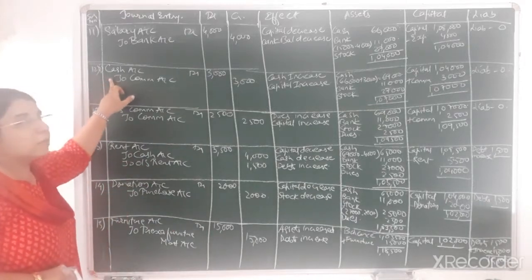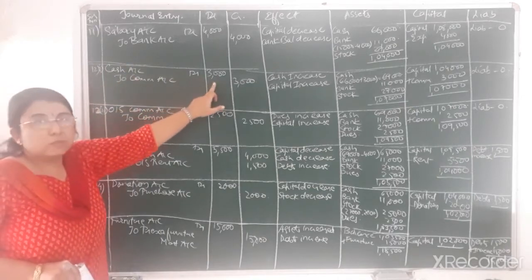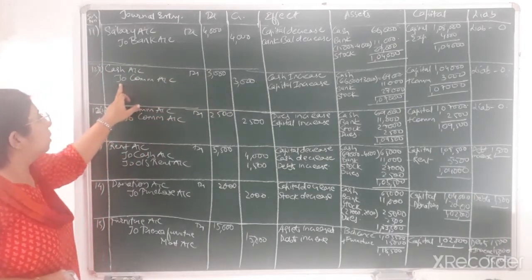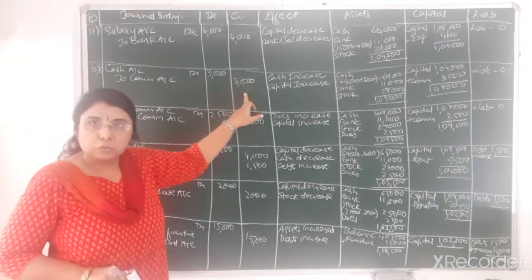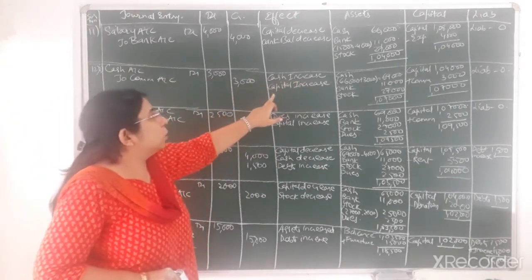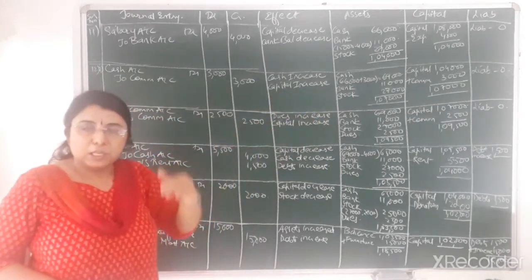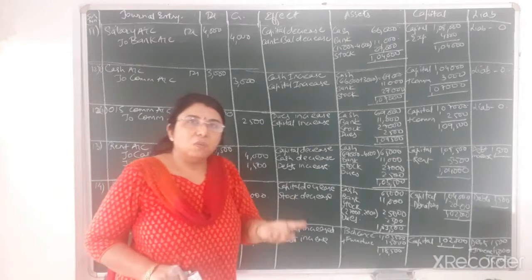First one, the commission that is received in cash. So cash comes in, so cash account is debited by rupees 3,000 and commission is an income. So to commission account credit, that is 3,000. As cash comes in, cash balance will increase, and due to income, capital will increase. As due to expense, capital is decreasing, so due to income, capital will increase.